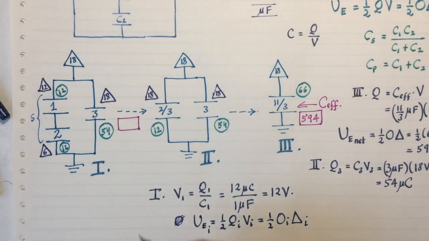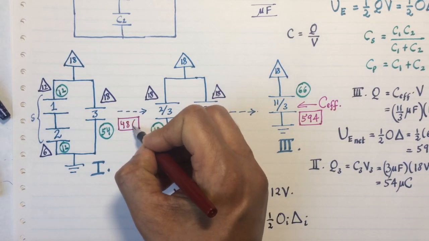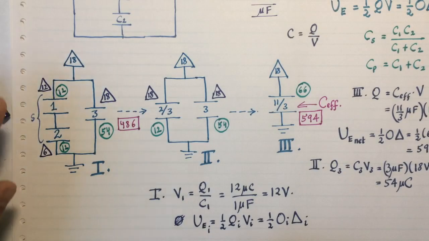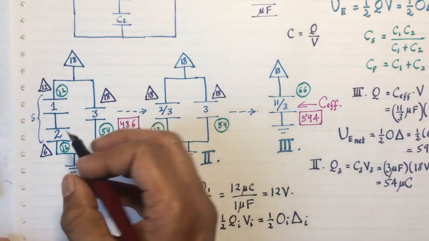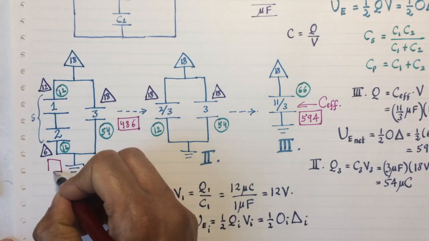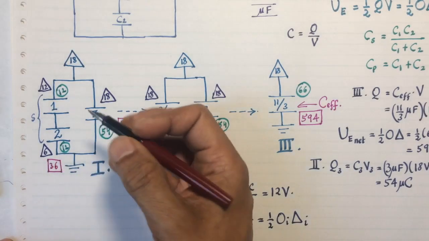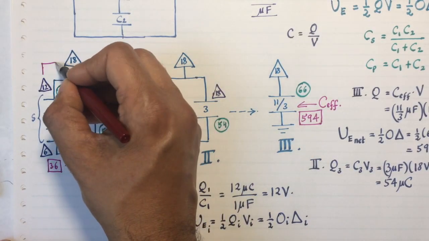1/2 of 18 is 9, and 54 times 9 is 486. Again, something I did beforehand, before this video. Now 6 times 6 is 36, because that's 12 divided by 2. And that is 12 times 12, 144 divided by 2, which is 72.